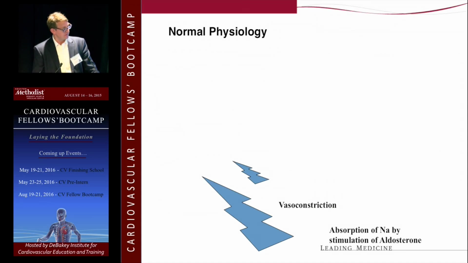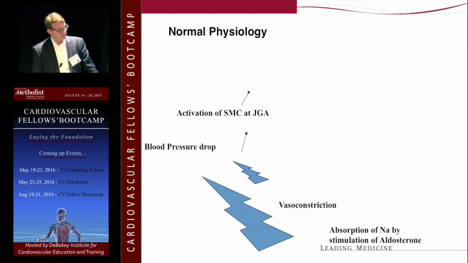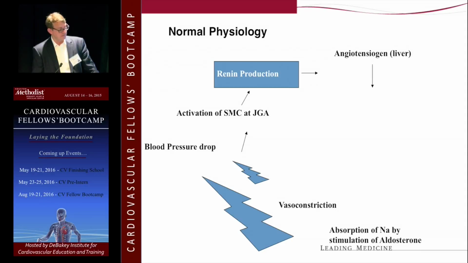So to skip ahead, I'll give you a little bit of the normal physiology to think about when you're talking about renal artery stenosis. Blood pressure drops, that glomerulus is seeing less blood. Renin is therefore produced. Renin converts angiotensinogen to angiotensin 1. Angiotensin 1 gets converted to angiotensin 2, which has the effect of vasoconstricting the efferent arteriole to increase the perfusion pressure of that glomerulus.